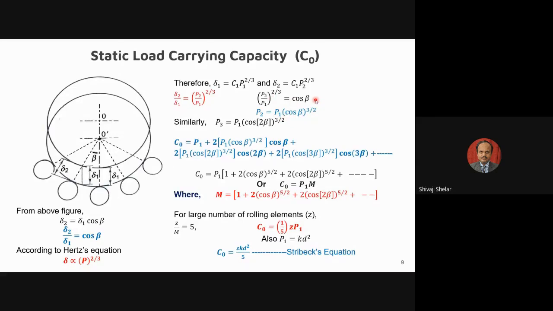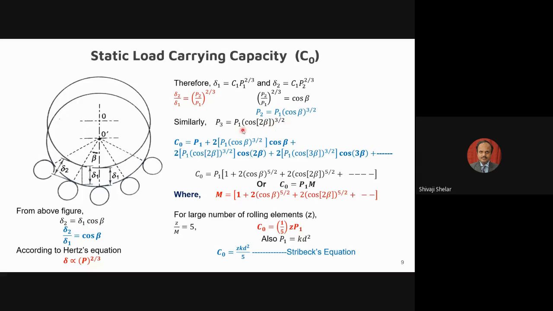So this 2 by 3 will come here as 3 by 2. So P1 into cos beta raised to 3 by 2. Similarly, the support reaction acting here is P3. So similarly, you can evaluate P3. So P3 will be P1 into the angle here. This angle is now 2 beta. So cos 2 beta bracket raised to 3 by 2.